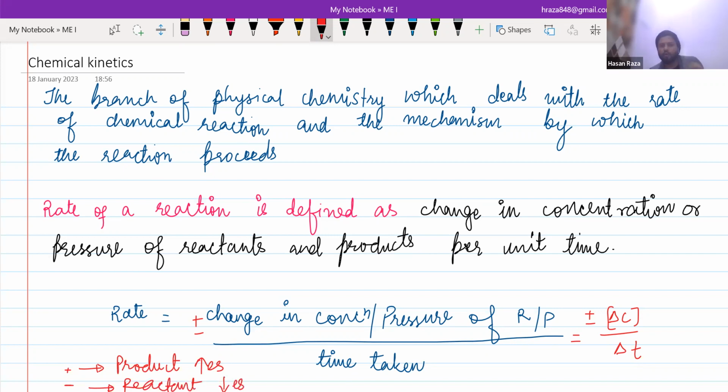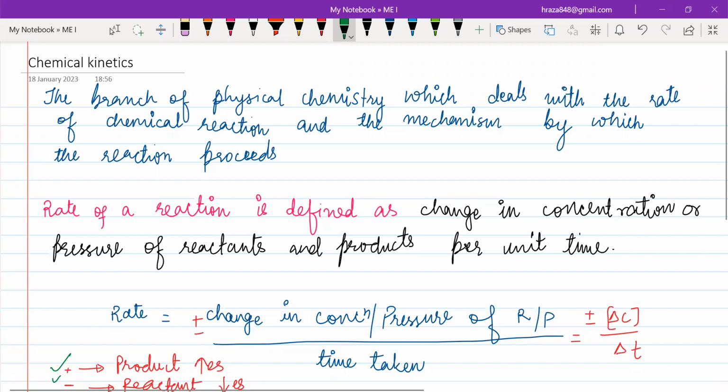When you start the reaction, you will have something in reactant, but the product is zero. But after some time, you will see that the reactant decreases and product increases. So this negative sign only tells us about the increasing or decreasing concentration of reactant as well as product. Are you getting my point, both of you? Yes, sir. So please do it.